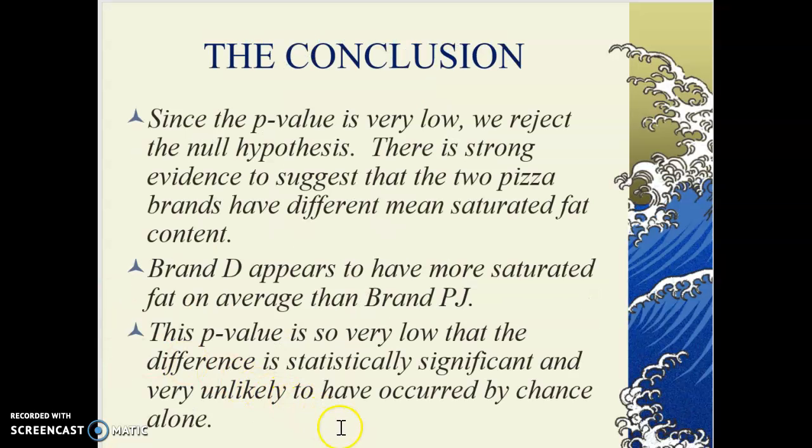And now to just conclude it. Since the p-value is very low, we reject the null hypothesis. There is strong evidence to suggest that the 2 pizza brands have different mean saturated fat content. We have to say more than that. Let's go on. Brand D appears to have more saturated fat on average than brand PJ. The p-value is so very low that the difference is statistically significant and very unlikely to have occurred by chance alone.